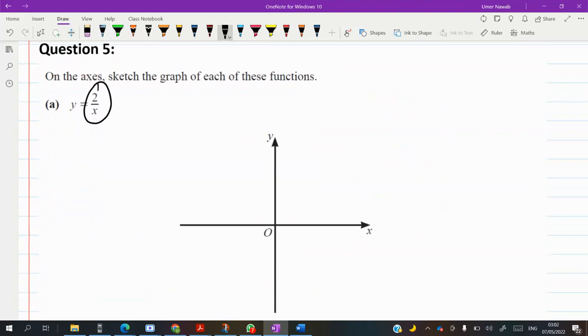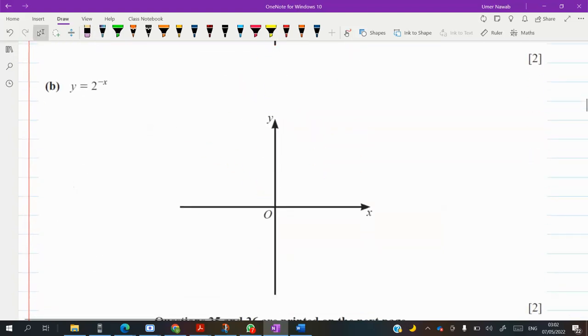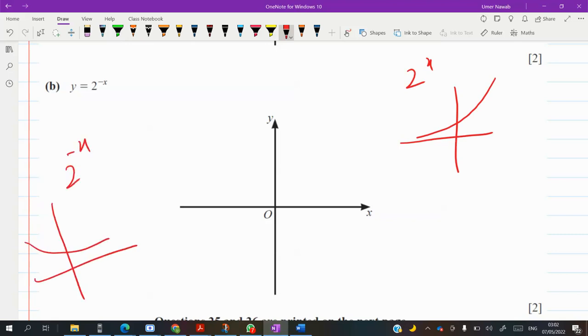So 2 over x, same reciprocal graph, guys. You have to draw this and this. But be careful, guys, when you draw this, it should get closer to the x-axis, like this. 2 raised to the power minus x, I told you if it was 2 raised to the power x, the graph comes from here. If it is 2 raised to the power minus x, the graph comes from here. So I'm going to draw this graph getting closer to the positive x-axis, cutting the y-axis at 1.